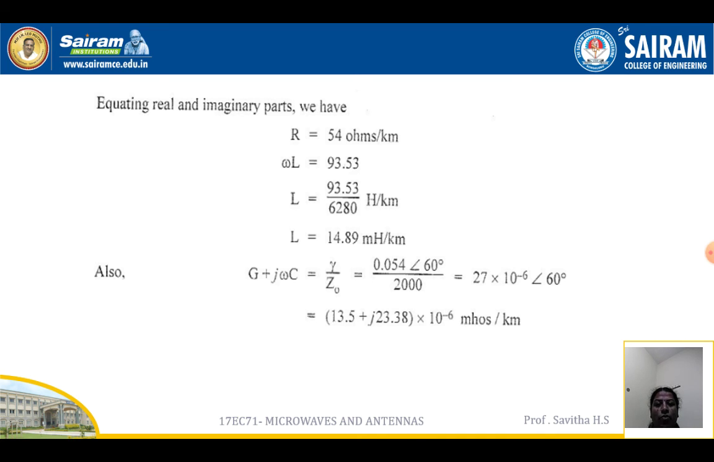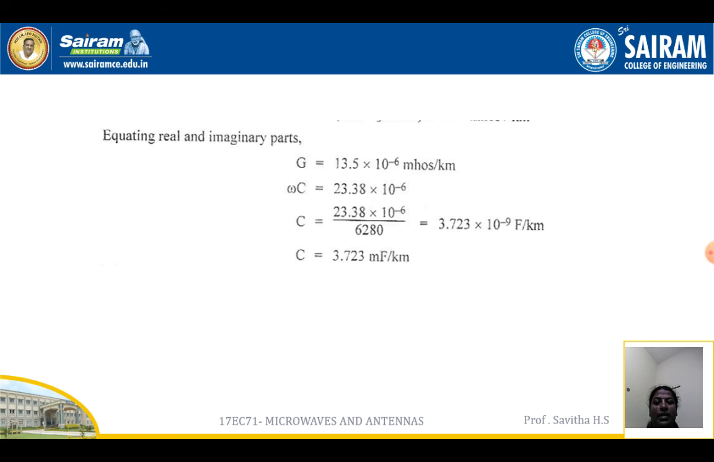Similarly, the G + jωC value is gamma divided by Z0. So it is 13.5 + j23.38, multiplied by 10^-6. Again comparing the equations, I'll get G as 13.5 × 10^-6 mhos per kilometer and C as 3.723 millimicrofarads per kilometer.